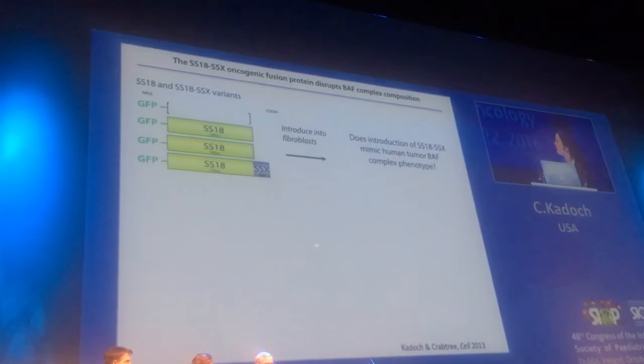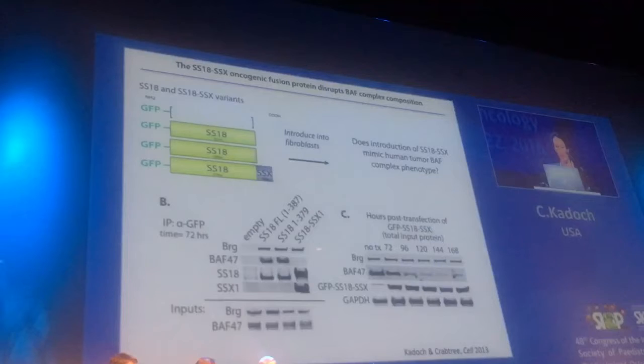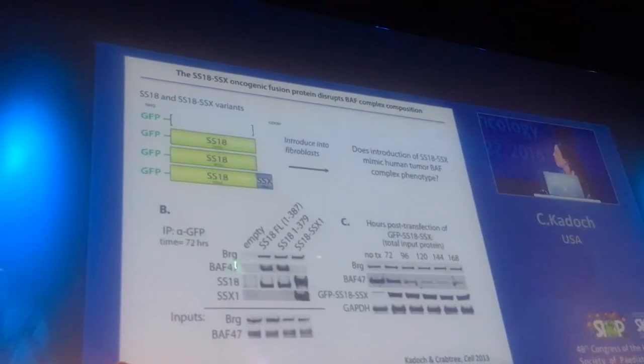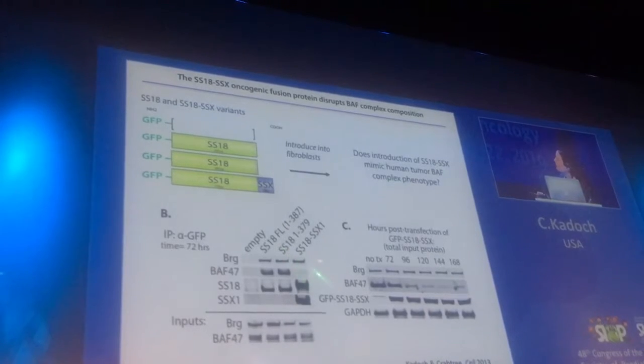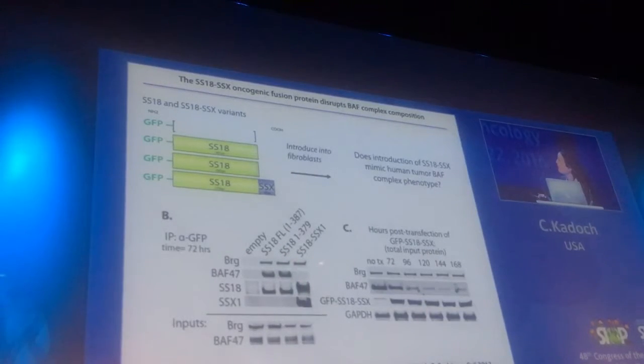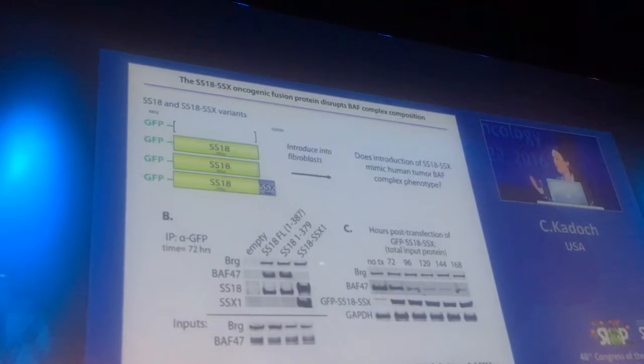So to that end, we generated several different variants of SS18 and introduced these into fibroblasts. And we can appreciate from the panel on the left that only upon introduction of this full fusion can we appreciate that BAF47 is completely missing from these complexes. This experiment is just performed 72 or so hours after infection of these constructs into cells.